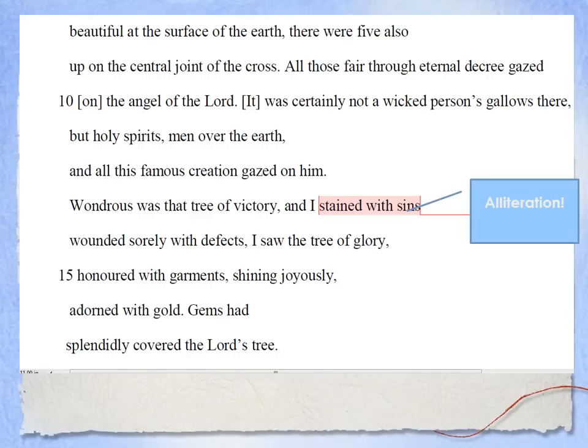Okay, we see an example of "stained with sins." That's an example of alliteration. Okay, we'll see a lot more examples as we go along. "Wondrous was that tree," so the W too. "Wondrous was," that's another example of alliteration. So look for all the examples.